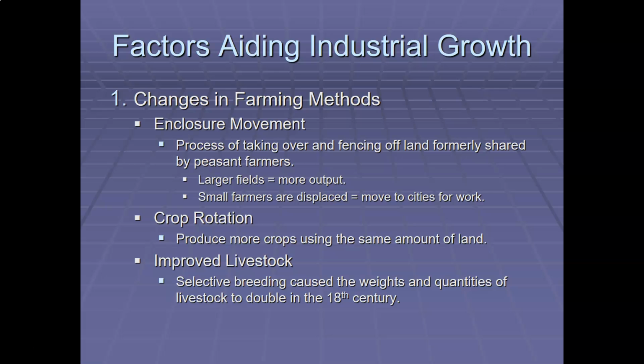You also have crop rotation, and we've talked about crop rotation before in this course and in previous world history courses. And you start to see the use of the same amount of land but being able to produce more crops because of the rotation itself, plus improved technology, as we'll see later. You also see improved livestock. Development of selective breeding processes means that you have better weights and better quantities of livestock in the 17th century and the 18th century and through to the 19th and so forth.